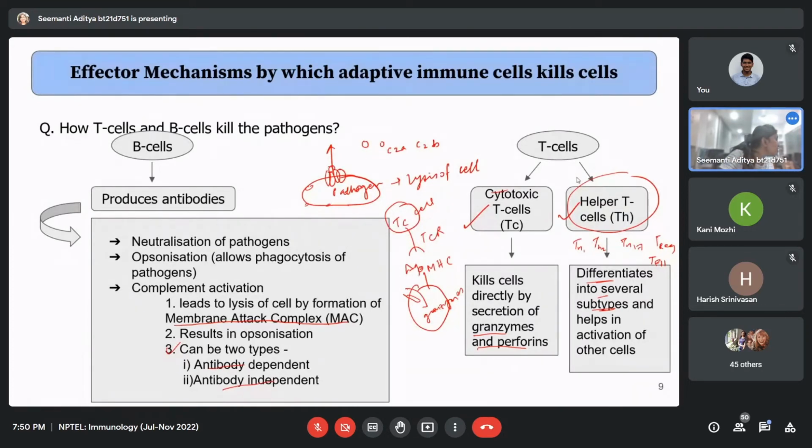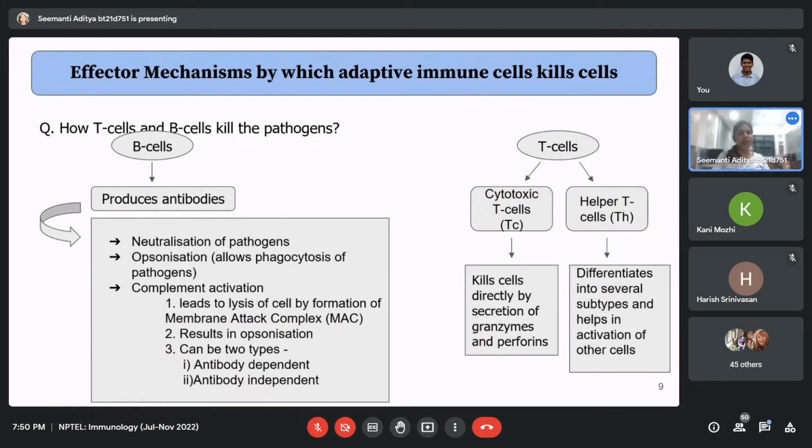Are T cells and cytotoxic T cells the same? No, T cells and cytotoxic T cells are not the same. As I said, T cells are of two types, cytotoxic T cells and helper T cells. So T cells include both the cytotoxic cells and helper T cells. We have to be specific about what cells you are trying to explain. Cytotoxic T cells and T helper cells both come under the category of T cells.